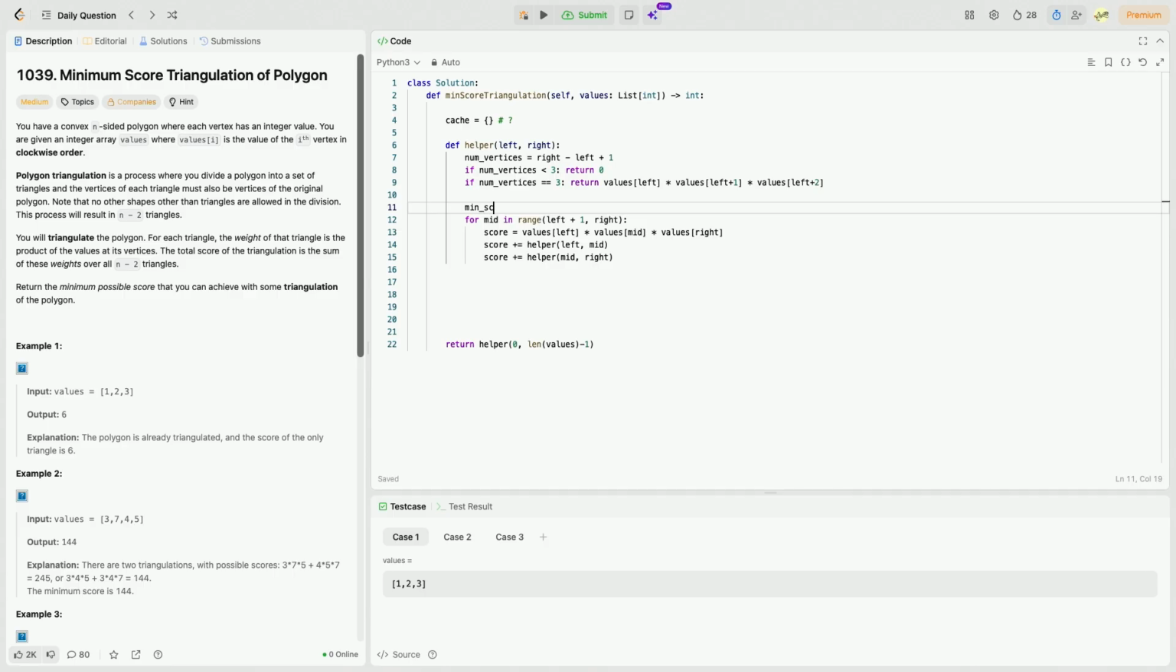Min score, and maybe set that to float infinity so that we don't run into the zeros. And then we just do min score as minimum of that plus our current score. And then in the end, we just return our min score.